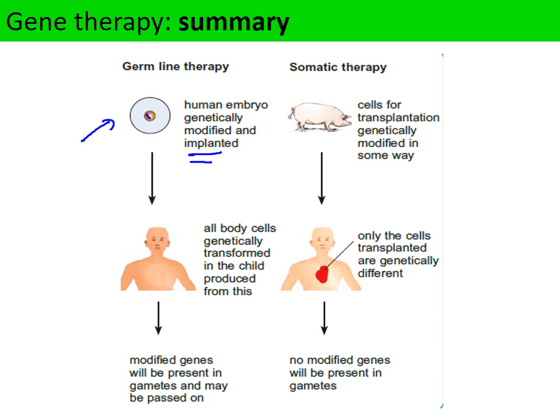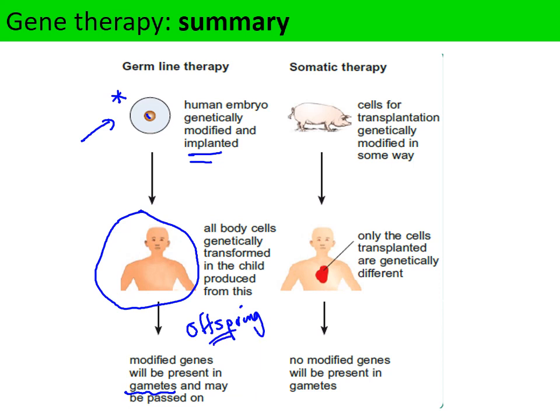The fetus is born, and that individual that forms from the recombinant embryo would have the corrective gene in all its cells and therefore make the healthy protein. The modified gene is going to be passed on to the offspring from this person because his or her gametes will contain the healthy gene.